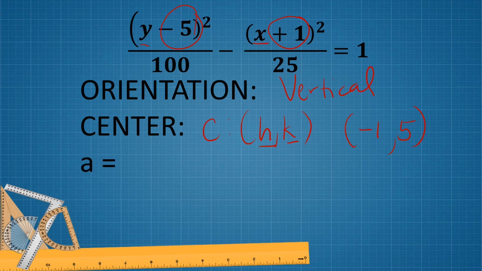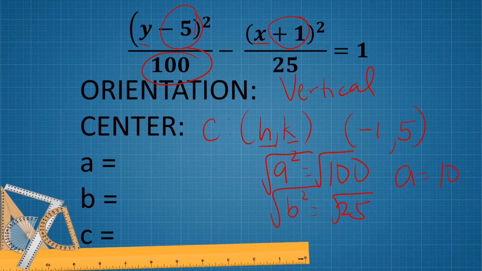Next will be finding the values of a, b, and c. To get the values of a, b, and c, we're going to start getting the value of a squared. A squared is the first denominator of the equation. Since 100 is the first denominator, it implies that a squared is equal to 100. B squared is equal to 25. To find the value of a, we're going to get the square root of both sides. So a is equal to 10. And getting the square root of both sides to get the value of b, b is equal to 5.